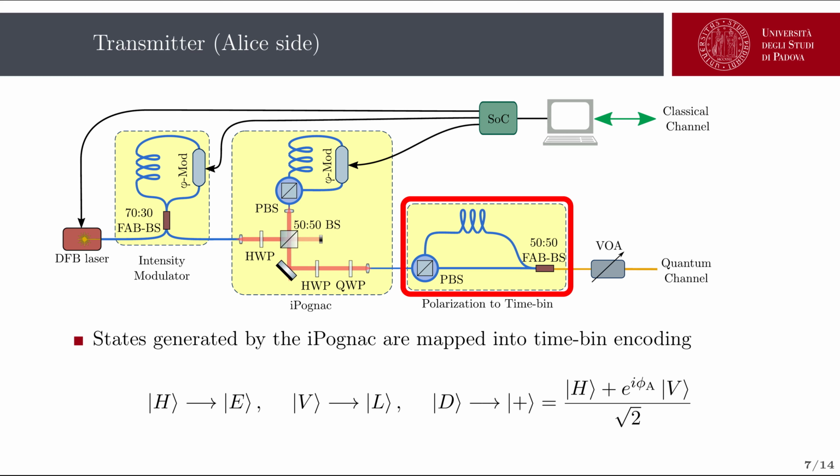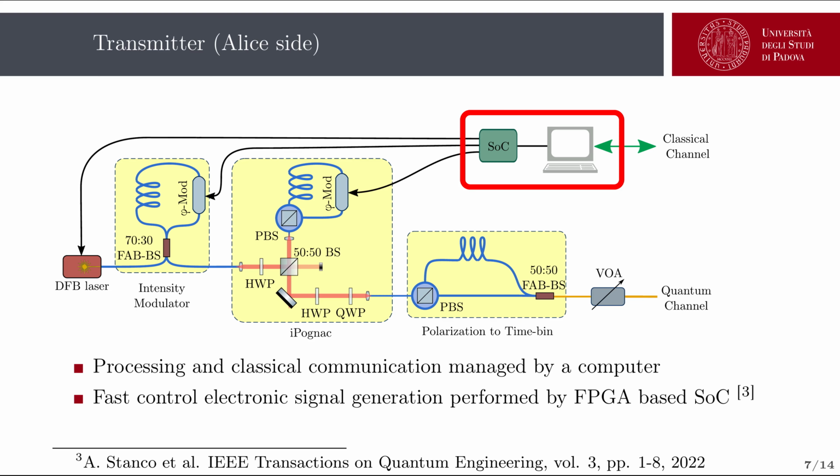Here, phi A is the random phase that the interferometer will introduce due to the mechanical and thermal stresses. After the time-bin encoding is done, the light will be attenuated down to the single photon level and sent through the quantum channel. The whole system is controlled by a computer. It takes care of the classical communication and of the post-processing in the key generation phase.